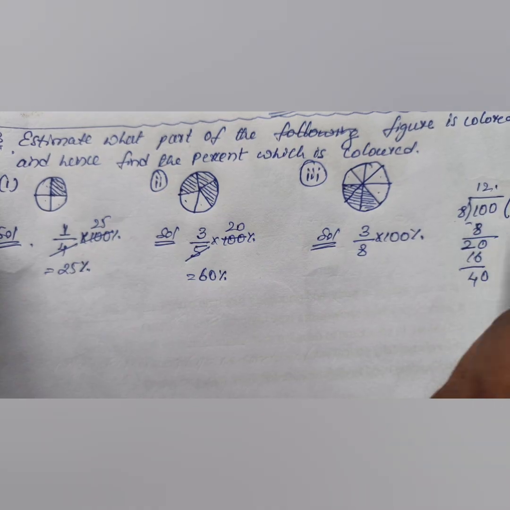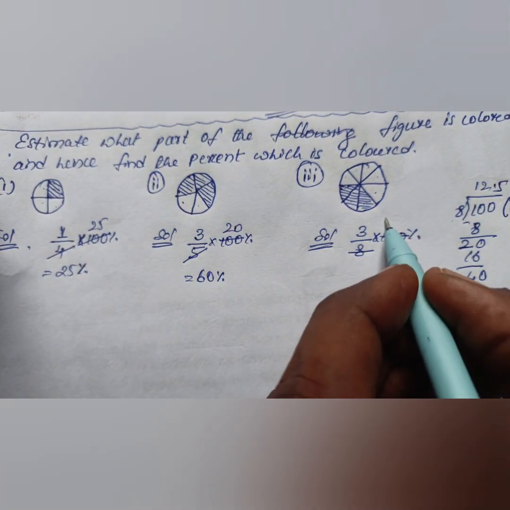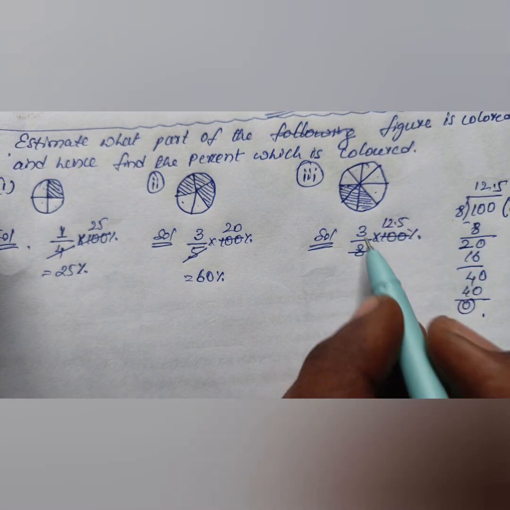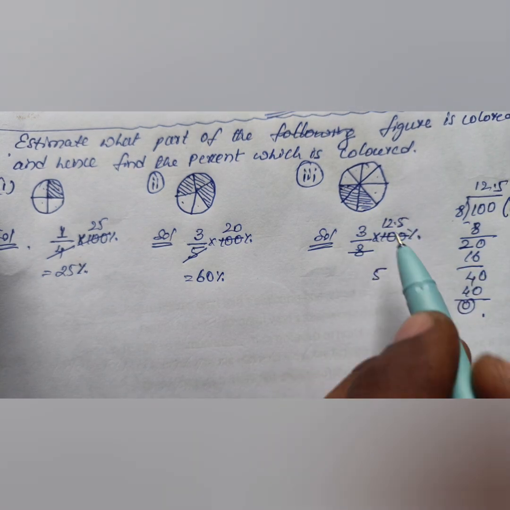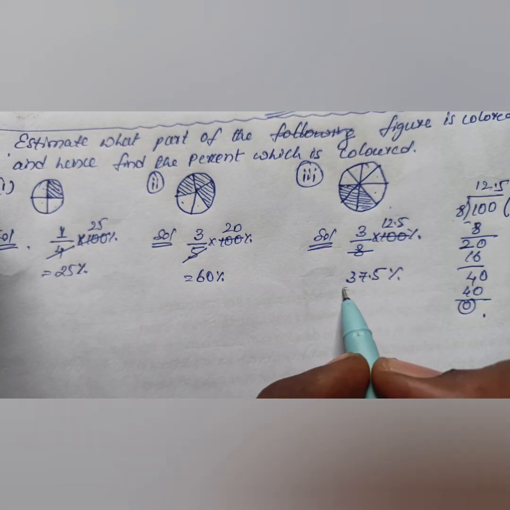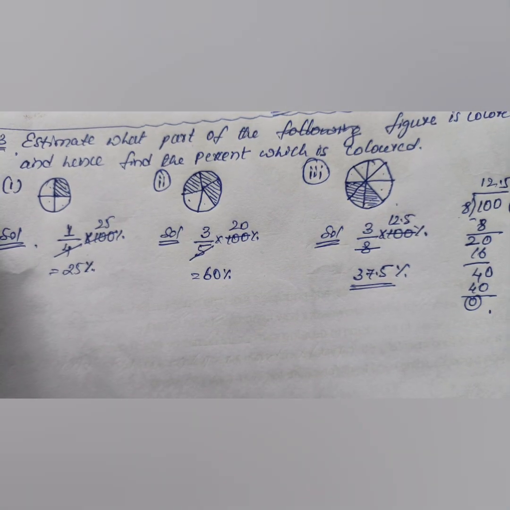So 8 5s are 40, and the remainder is equal to 0. Here 8 ones are 8, 12.5 you will get. So 3 into 12.5, we get 3 5s are 15, 1 carry, 3 2s are 6 and 1 is 7, 3 ones are 3. After the point there is a 0. That is 37.5 percentage will be the answer for the third one.